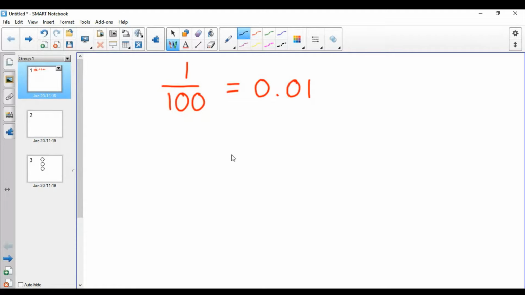What if I took 0.01 again, but I compared it to 2/100ths? Well, 2/100ths is more than 1/100th, which means that 2/100ths must be greater in value than 0.01. So what I need to do is show my inequality symbol. So 2/100ths is greater than 0.01.